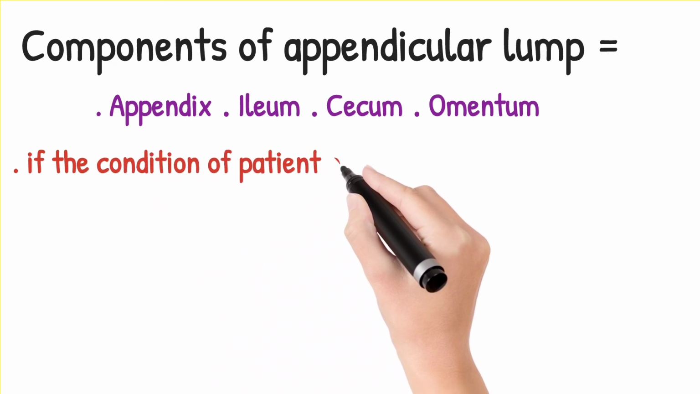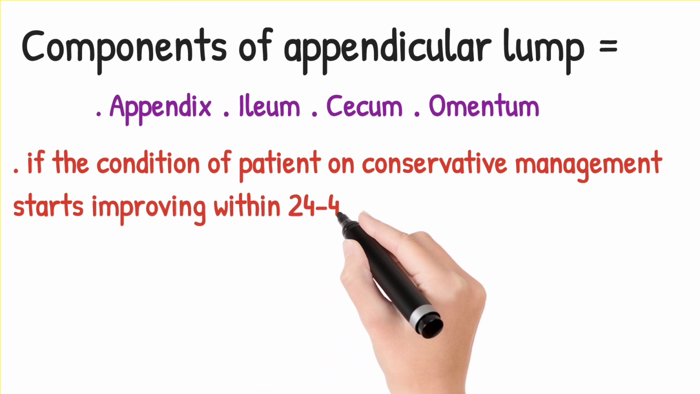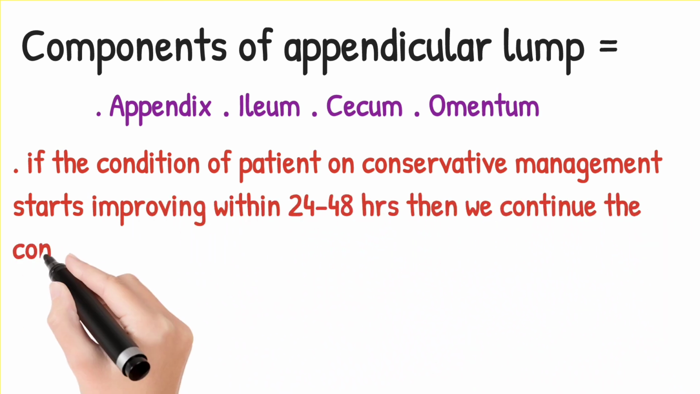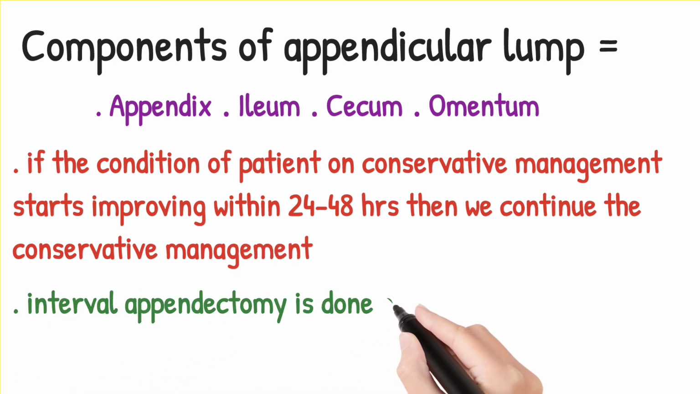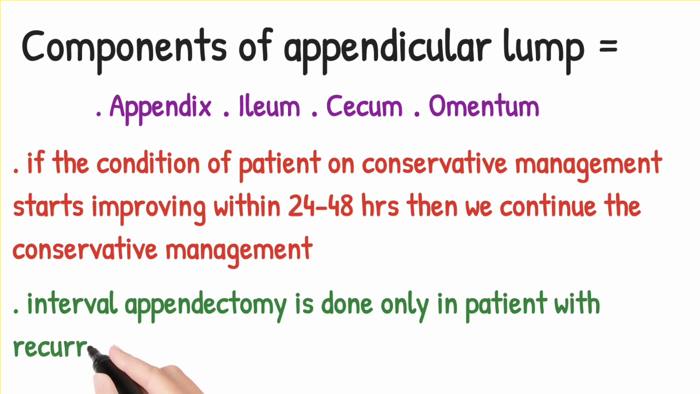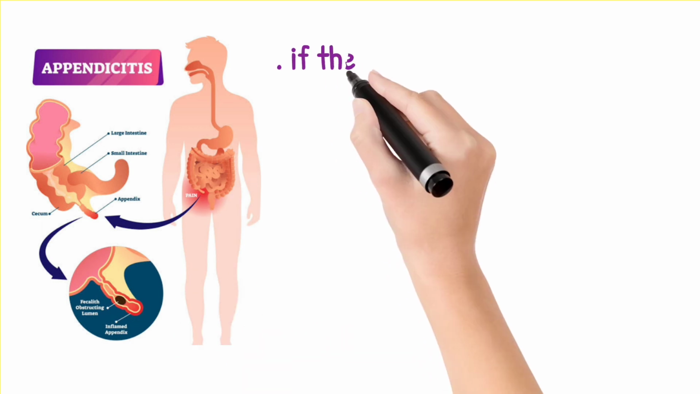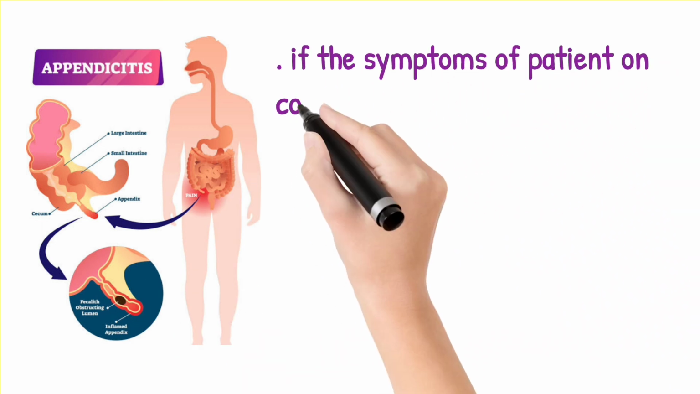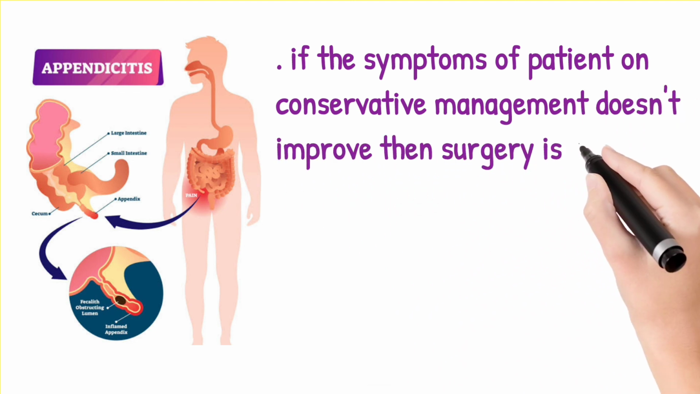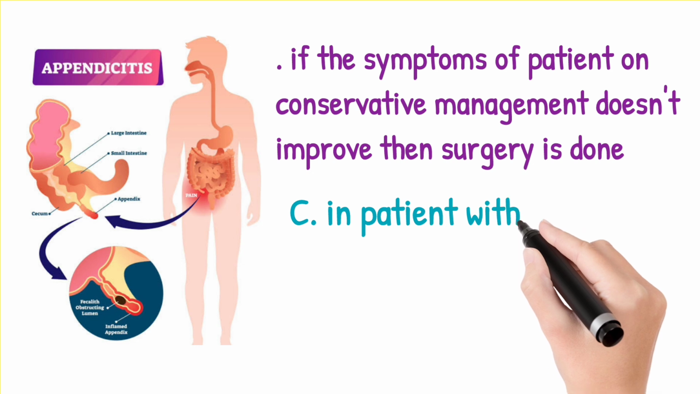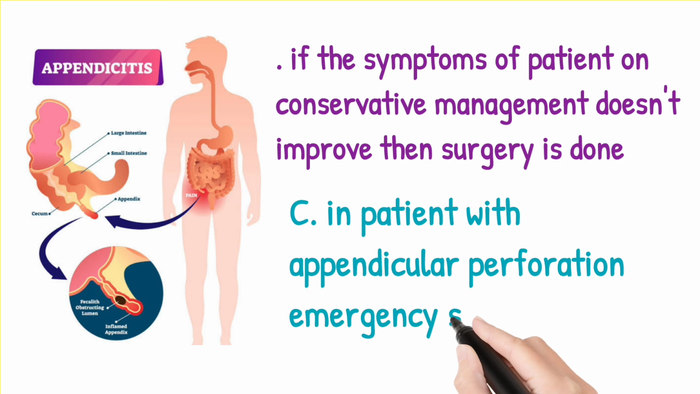If the condition of patient on conservative management starts improving within 24 to 48 hours, we continue the conservative management. Interval appendectomy is done after 4 to 6 weeks in case of recurrent appendicitis. If the symptoms of patient don't improve after 24 to 48 hours, surgery is to be done. If patient presents to us with appendicular perforation, emergency surgery is done.